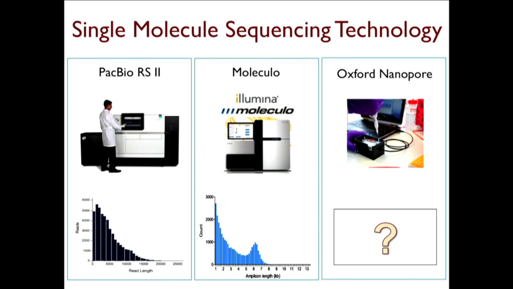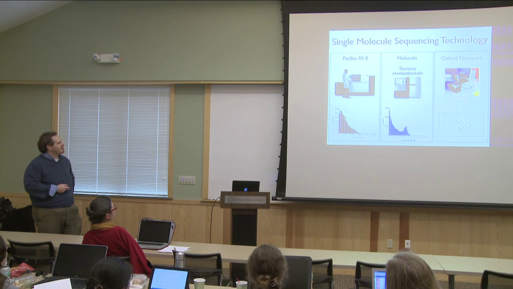Here's the read length distribution from them. Notice the scale in this plot goes from 0 to 25,000 base pairs. The longest read I've ever seen is about 45,000 base pairs from this instrument, really monster reads. Of course, you want all the reads to be long, but instead you're going to get this distribution where, in reality, you get many that are 1,000, 2,000, 3,000.